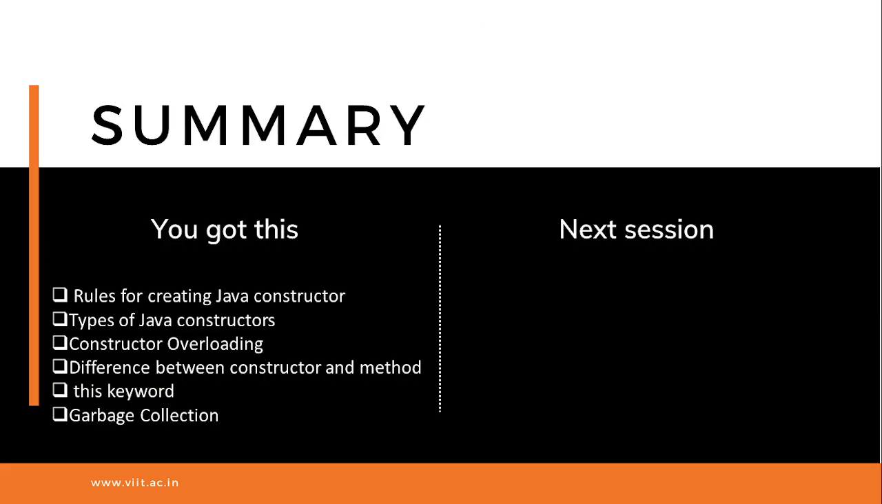In short, we have covered the rules for creating Java constructors, types of constructors, and constructor overloading. We have also seen the difference between constructors and methods, brief examples and a brief theory of the this keyword. At the end we have seen garbage collection.